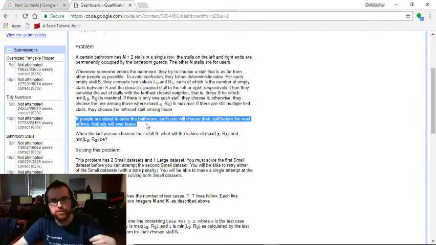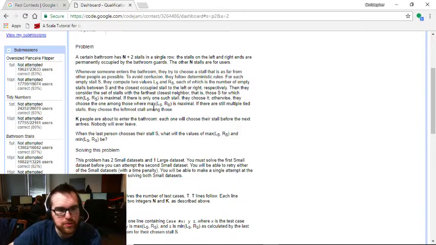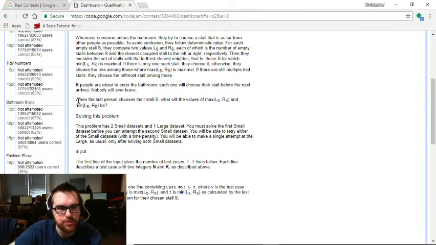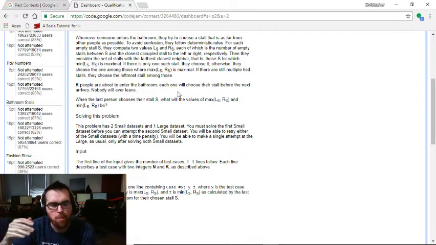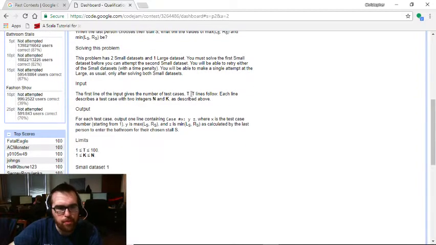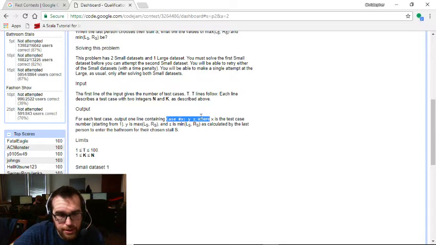K people are about to enter the bathroom. Each one will choose their stall before the next arrives. Nobody will ever leave. When the last person chooses their stall, what will the values of max of L sub s and R sub s and min of L sub s and R sub s be? Output Case X, Y, and Z, where X is the test case number, Y is max of L sub s and R sub s, and Z is min of L sub s and R sub s.